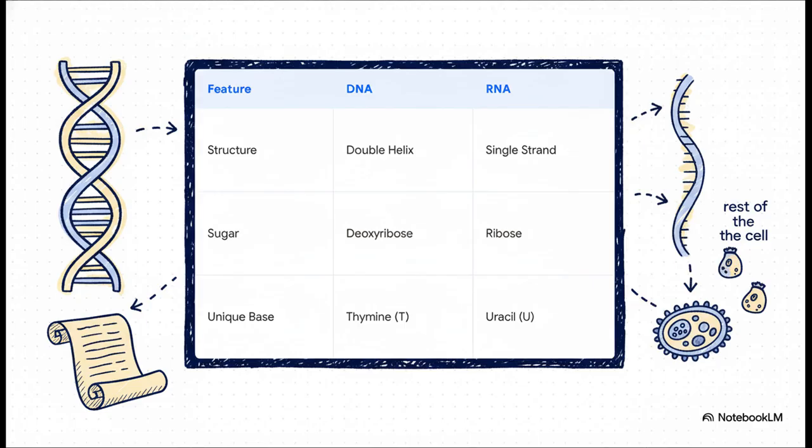Here's an easy way to think about it. DNA is the master blueprint. It's the original, priceless architectural plan that's kept locked away safely in the main office. It's got that stable double helix shape. RNA, on the other hand, is the working copy. It's a single-stranded message that gets sent out to the construction sites, carrying specific instructions to the rest of the cell.